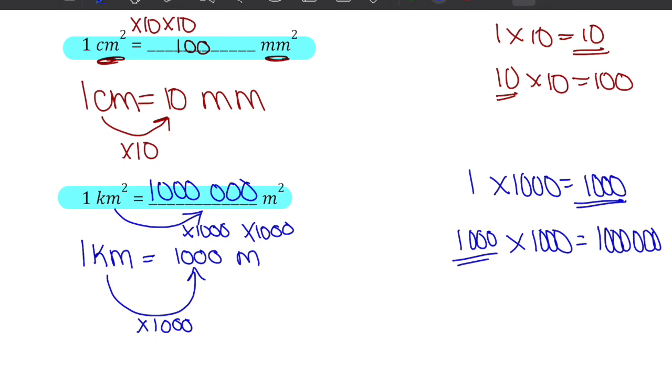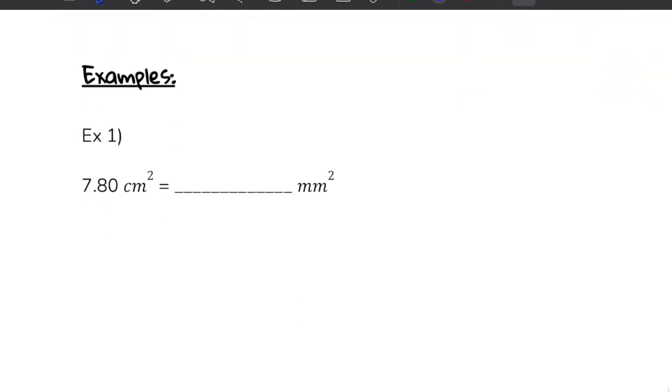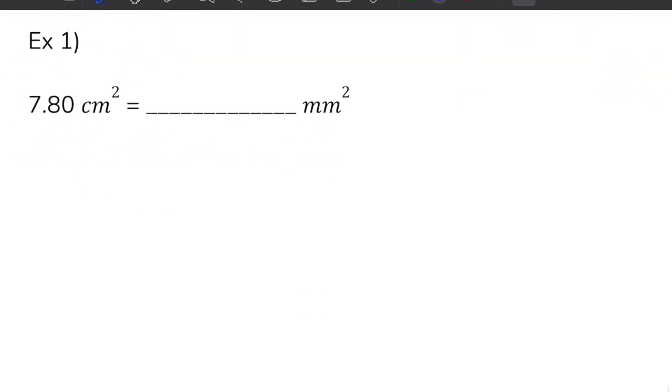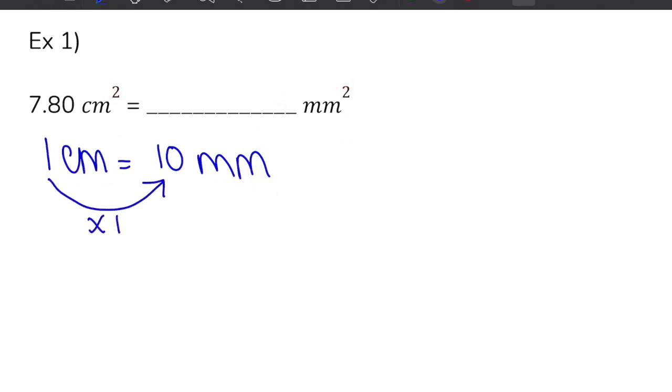So now let's take this and apply it to actual measurements. Let's do some examples. The first example is I have 7.80 square centimeters and I need to convert it to millimeters squared. Just like we did before, start with the known fact. Look at your formula sheet. What's the relationship between centimeters and millimeters? We know that 1 centimeter is equal to 10 millimeters. And please make sure that you're lining up the units. You see that? Now, to go from 1 to 10, we multiply by 10.